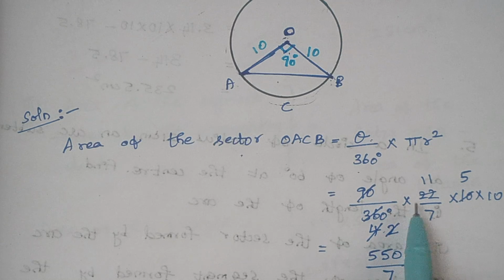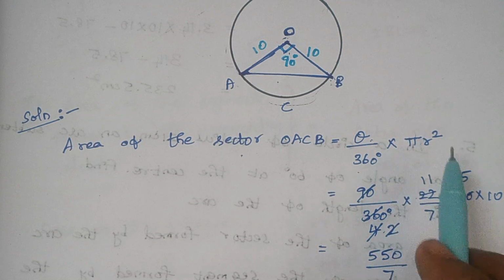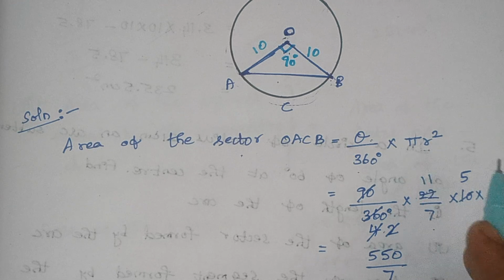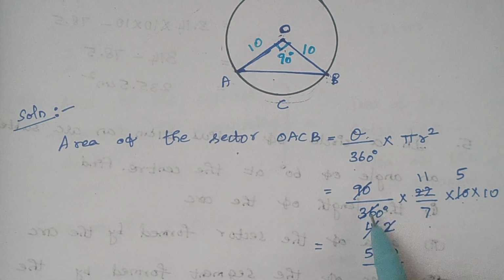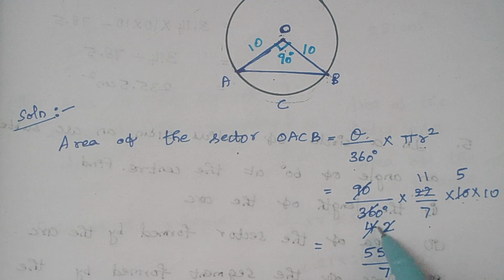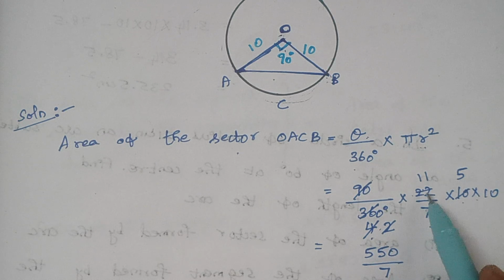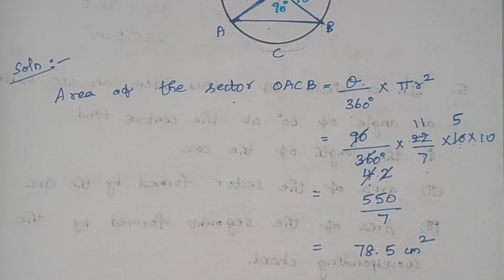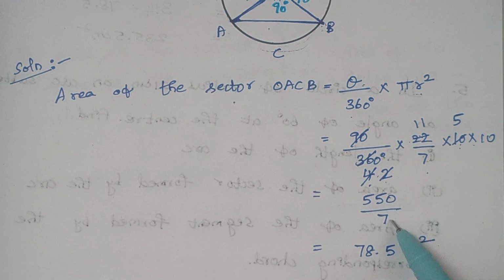So 90 by 360 into the value of pi, which is 22 by 7. What is the value of r? It is 10, so 10 into 10. As usual, when you cancel, 9 4s are 36, so it cancels by 4 times, and again I have cancelled the 22 and 10 with this number. Finally, when you multiply, I am having the answer as 550 divided by 7.